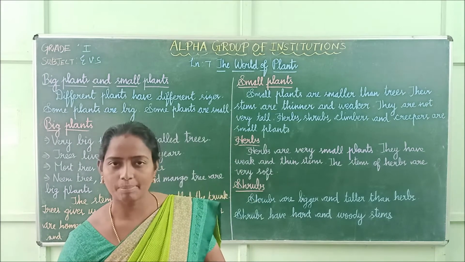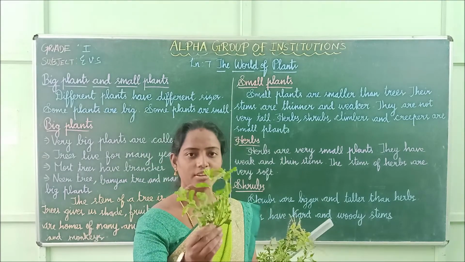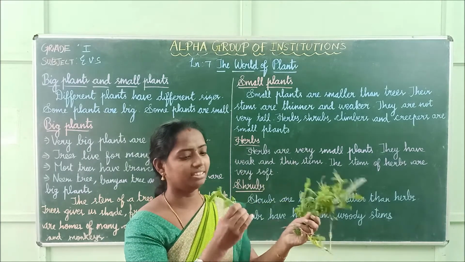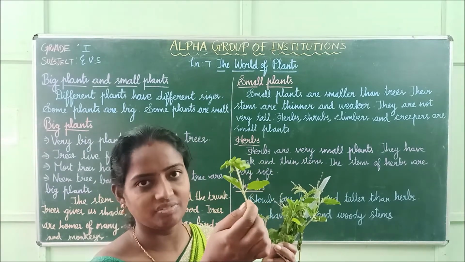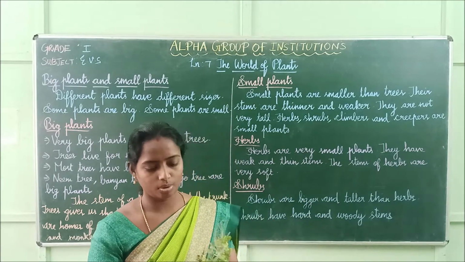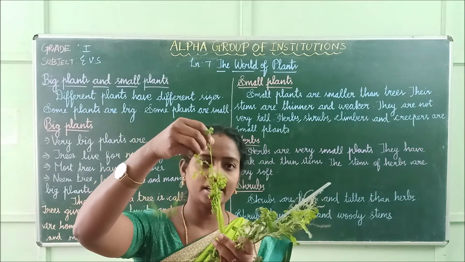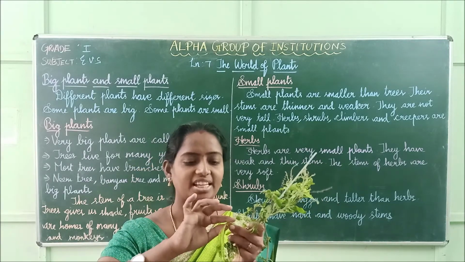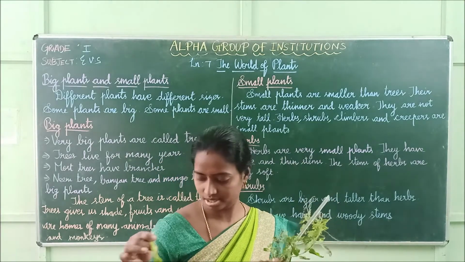I am going to show you an example of herbs: tulsi. Here is the leaf of tulsi. See how the stem looks. It is very thin, weak, and also very soft. Now I am going to show you the herb coriander. Its stem is also very thin, weak and very soft. We can easily bend it like this, okay, with this coriander.